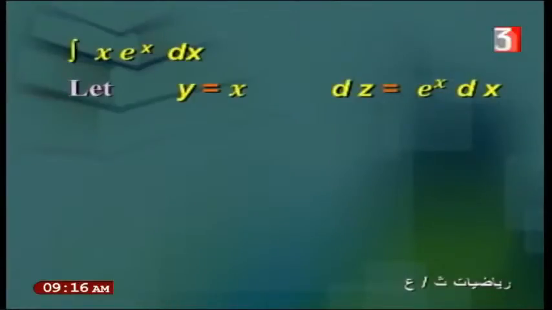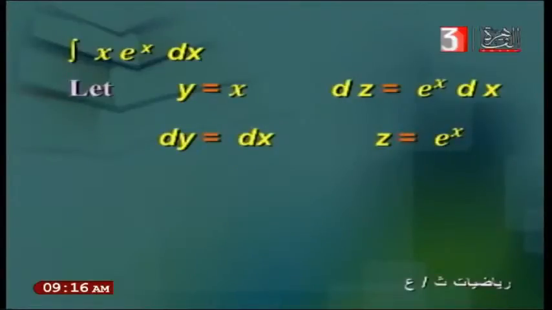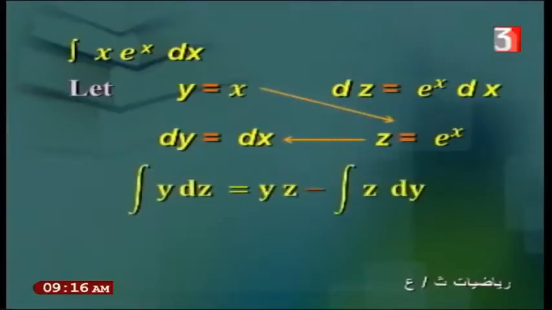The differentiation of y is dy equals dx, and the integration of dz equals z, and the integration of e power x dx equals e power x. Now we can use the rule of integration by parts. Then integration y dz equals yz minus integration z dy.